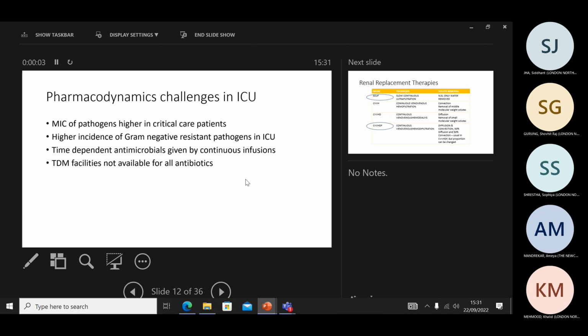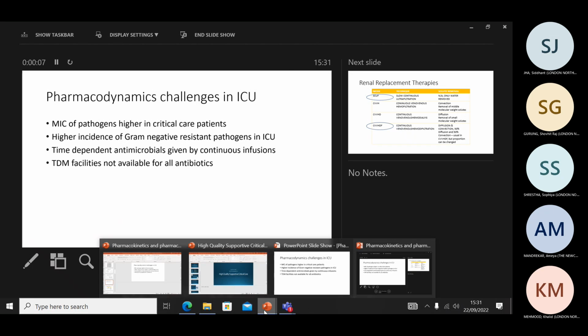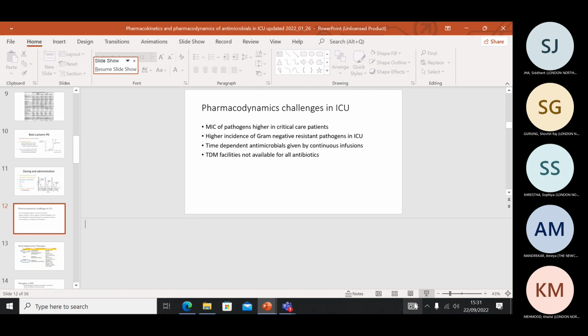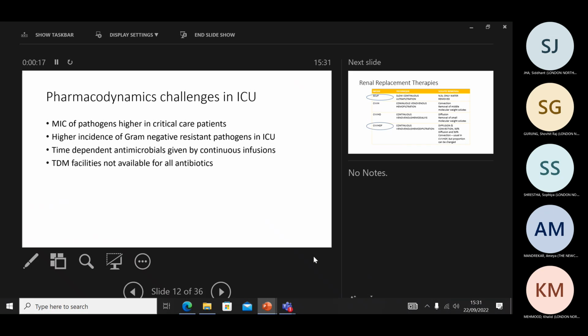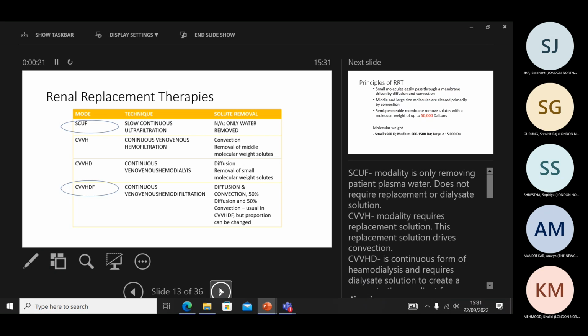And giving a time-dependent antimicrobial by continuous infusion blocks a line for 24 hours. You guys have, like, one central line here, another central line here. If I take a line, then the nurses will have challenges in administering more drugs. And we don't have TDM facilities, as I've expressed before. Next slide, please. Thank you very much for your help, by the way.